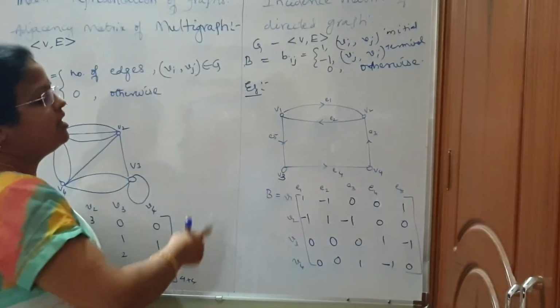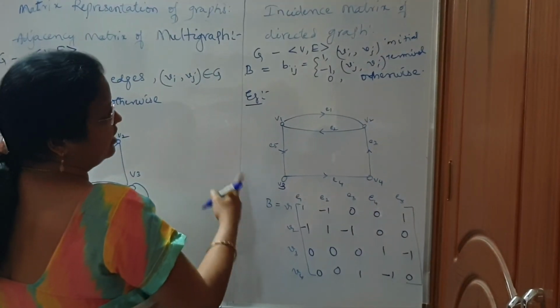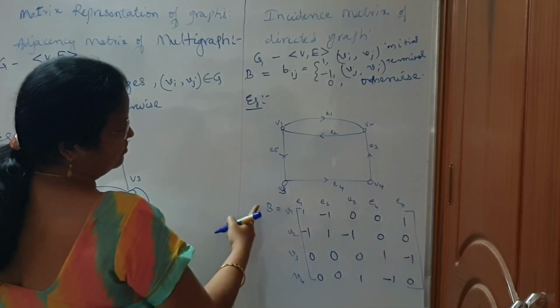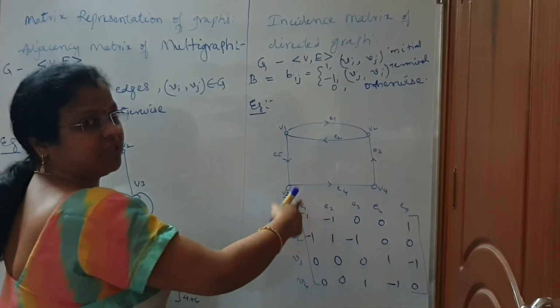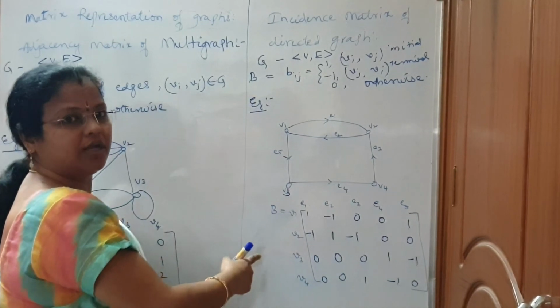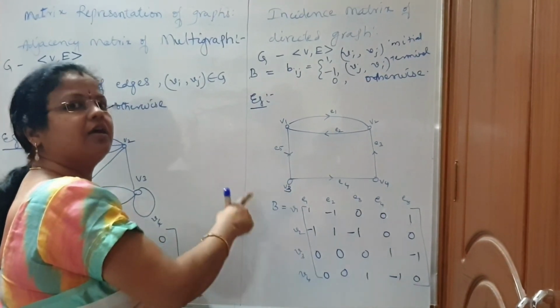This is how we present a directed graph in matrix form, and here we are representing vertices against edges. Therefore, such a matrix representation is called the incidence matrix of a directed graph.